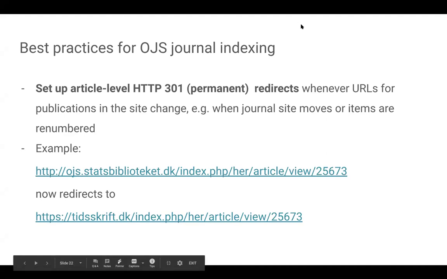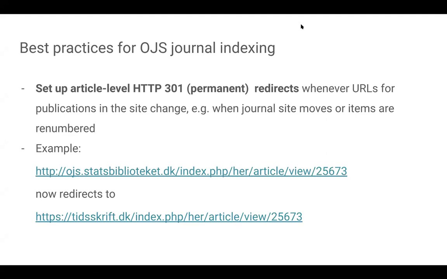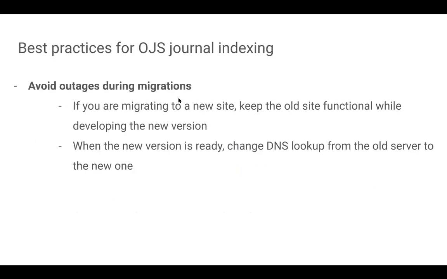Here, you can see an example of a well-organized site migration where the old URL for an article points to the new URL for the article on the new domain. Another best practice during migrations is to keep the old site functional and live while the new site is being developed to avoid interruptions in access for both researchers and the indexing system. So when the new site is ready to go live, first put the article level redirects in place, then change the DNS lookup to the new server.